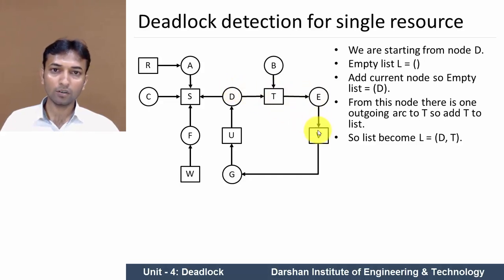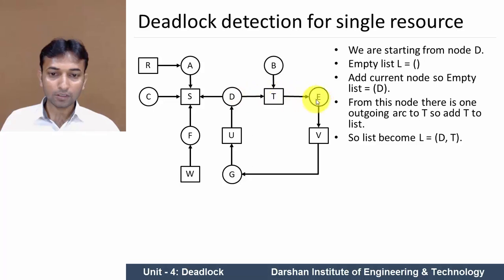Still no repeated node. After that, from V there is one outgoing arc, V to G, so our list becomes D, T, E, V and G. Again from G there is one outgoing arc, G to U, so we add U: D, T, E, V, G and U. Still there isn't any node that is repeated in our list, so still no deadlock. Now from U, there is one outgoing arc, that is U to D.